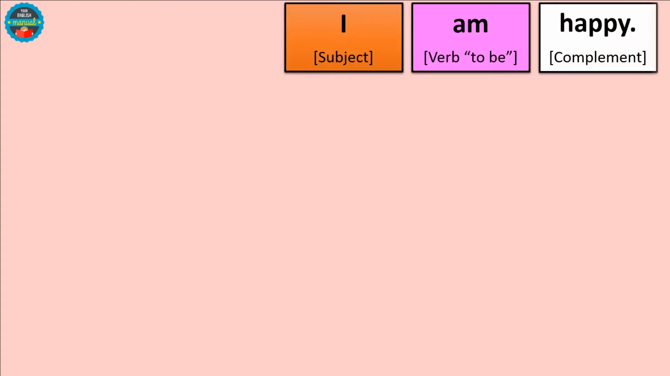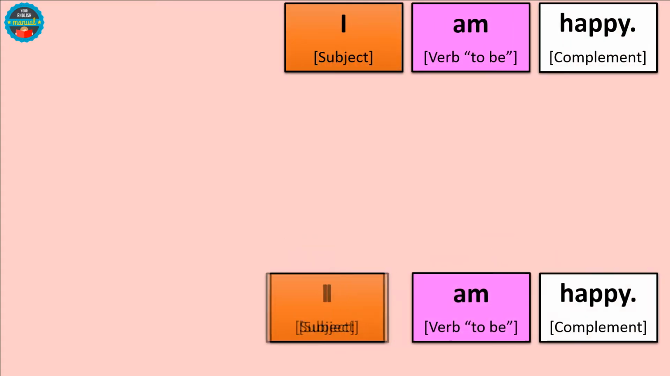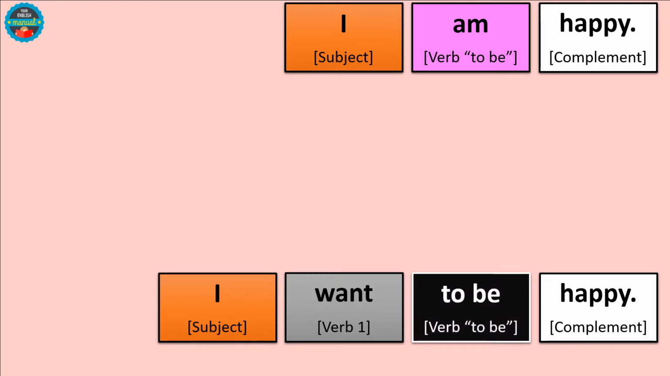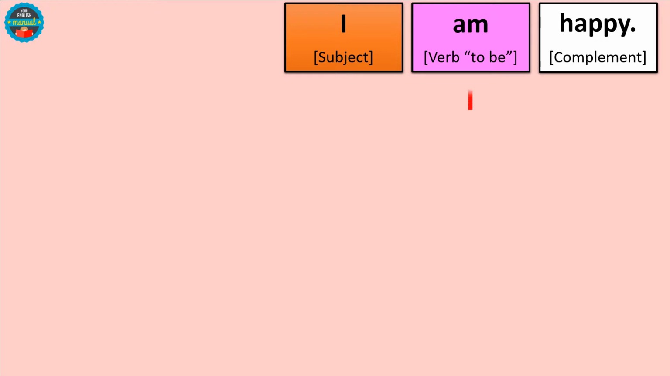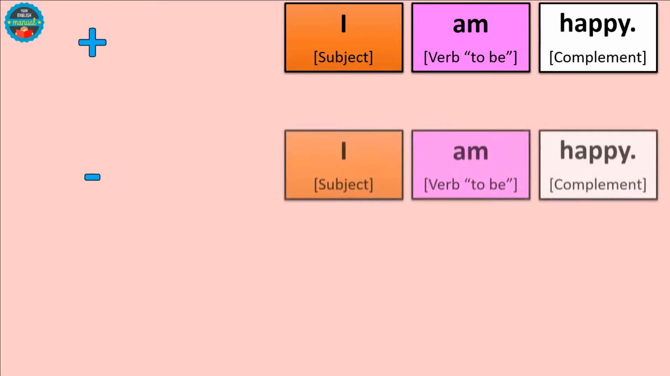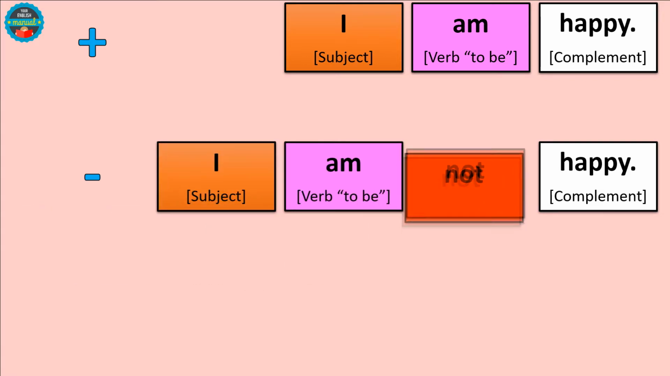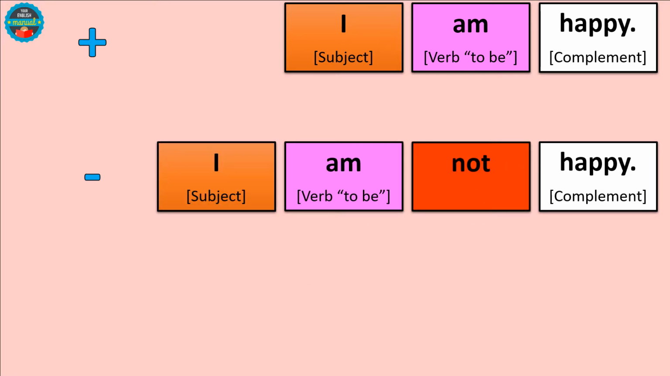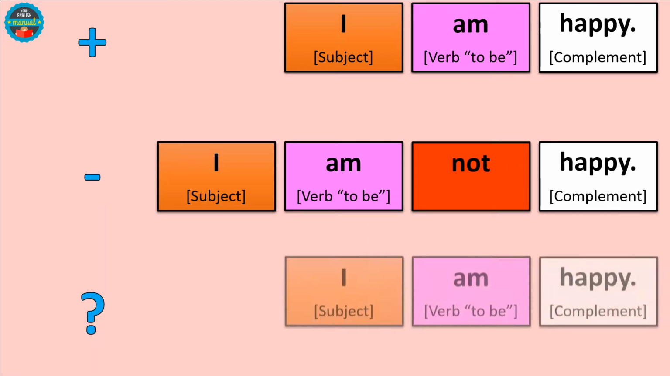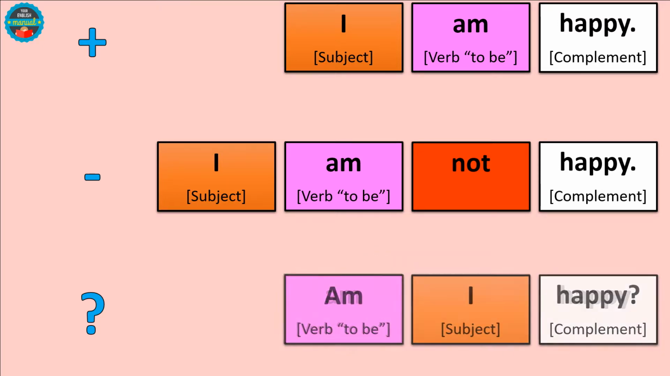For example, let's take the examples we gave. I am happy and I want to be happy. In the first sentence, there is only the verb to be. So the negative is I am not happy. And the interrogative is am I happy?